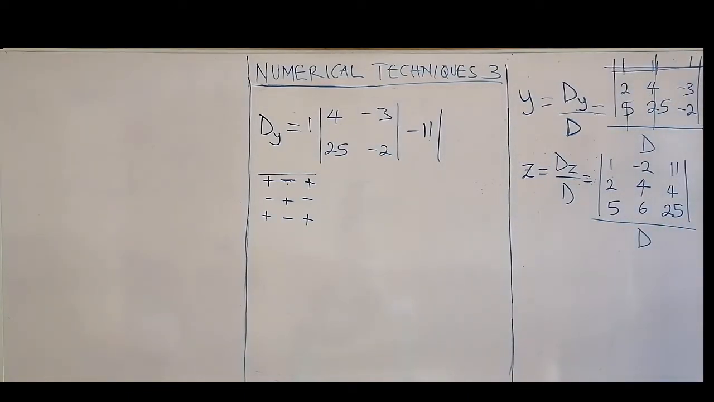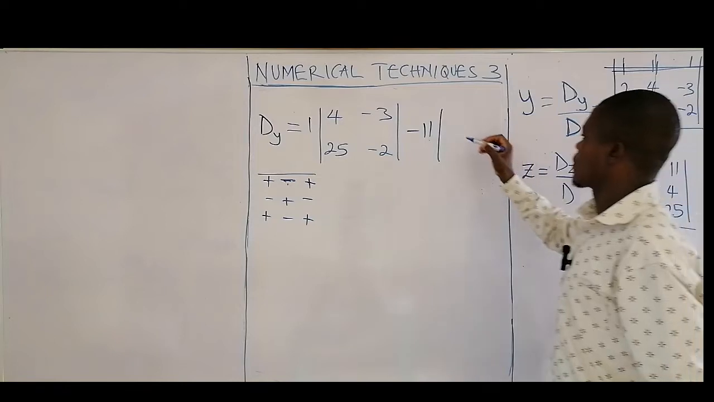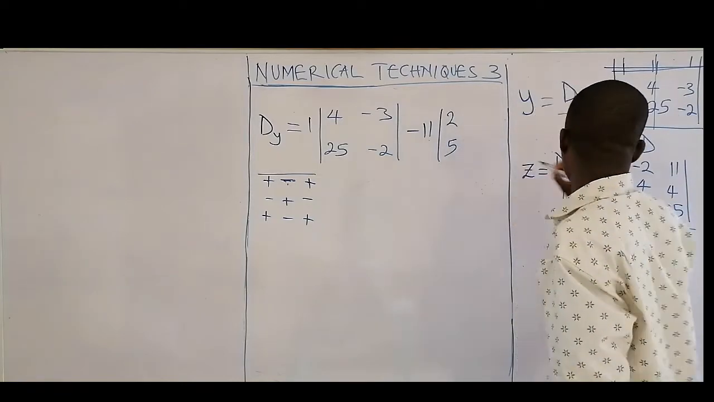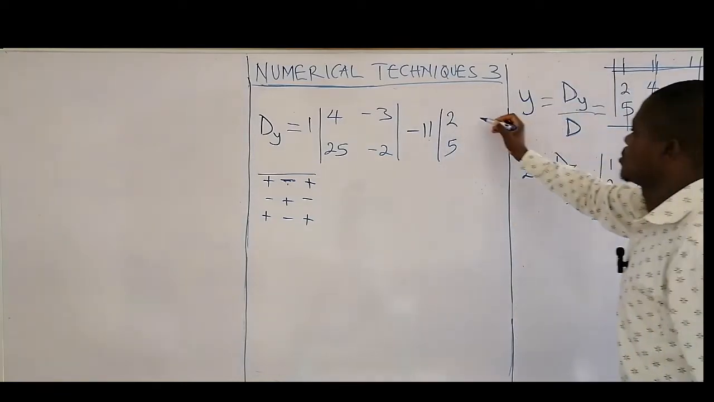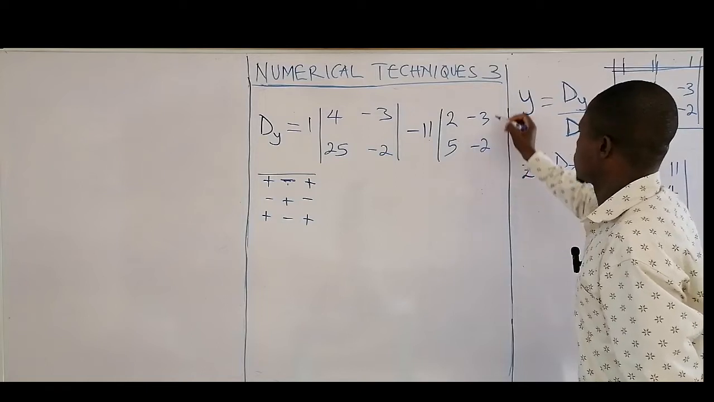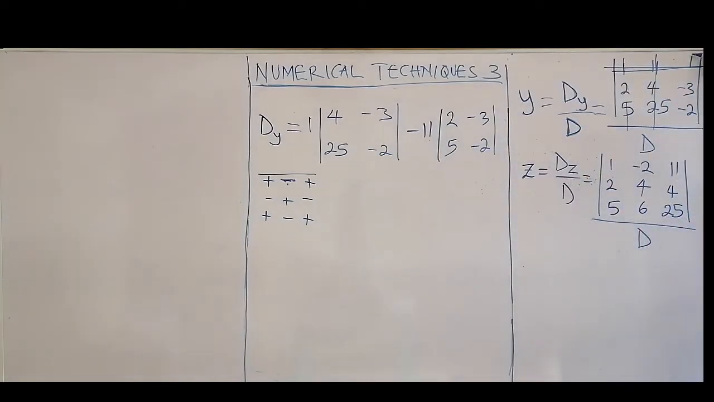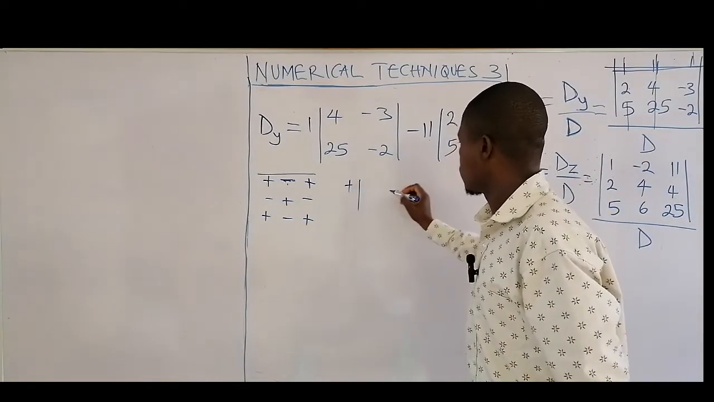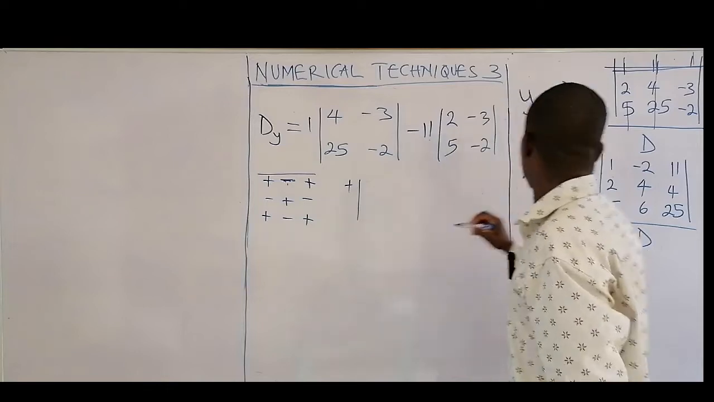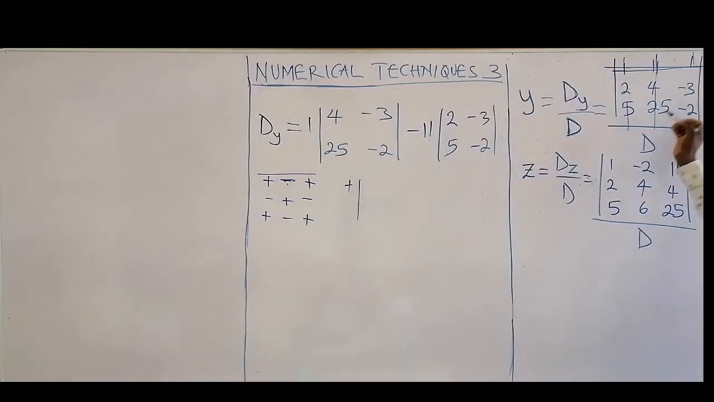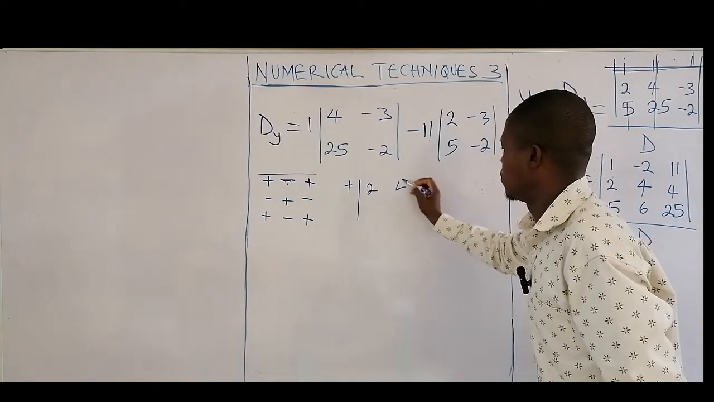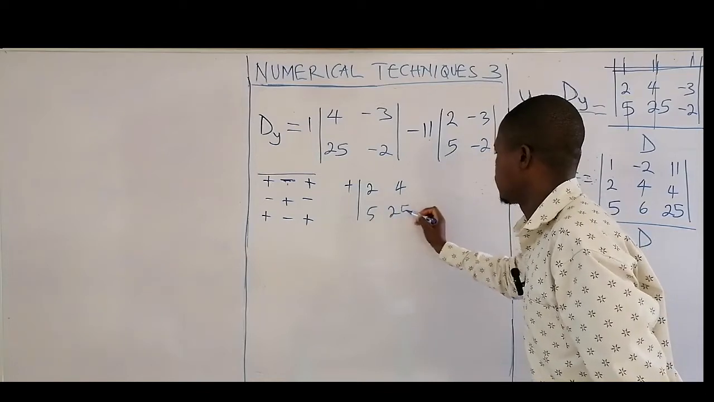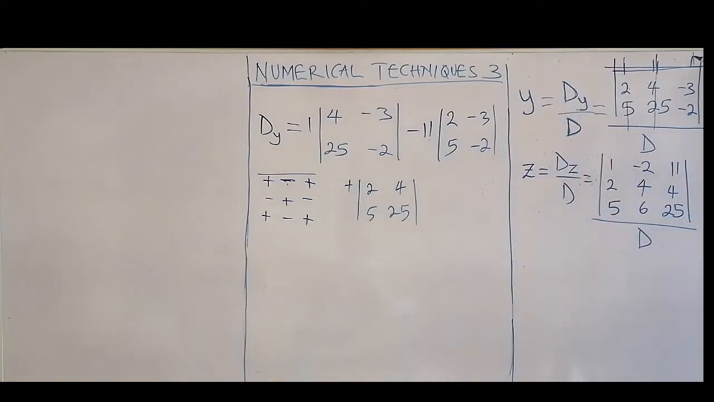Cover this. Okay. So I have 2, 5. And I have minus 3, minus 2. Then the last one, the 1, do the same thing also. Horizontal, vertical. So that's plus 1. If I do that, I have 2, 4, 5, 25. If you cover this horizontal and vertical, I have 2, 4, 5, 25.